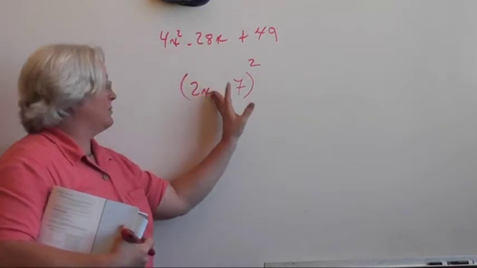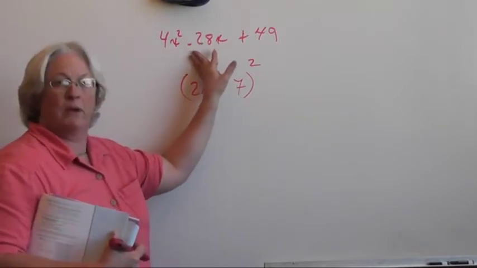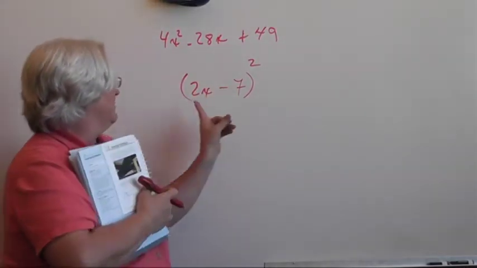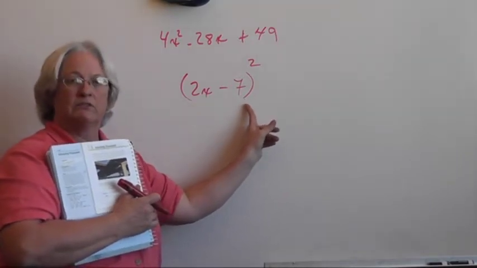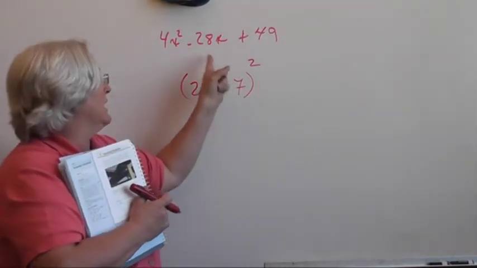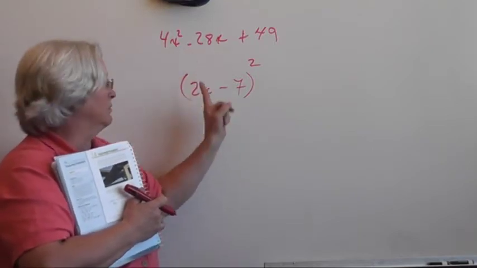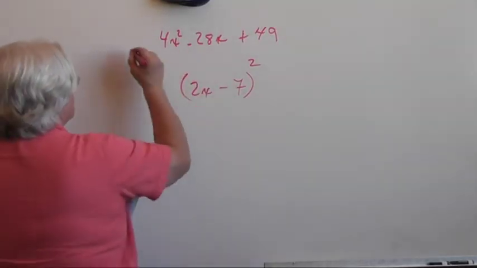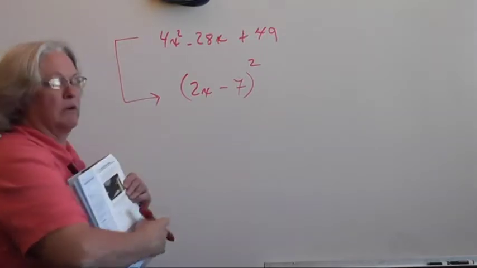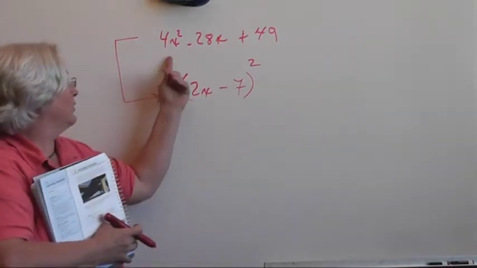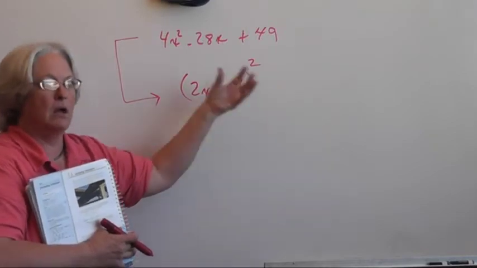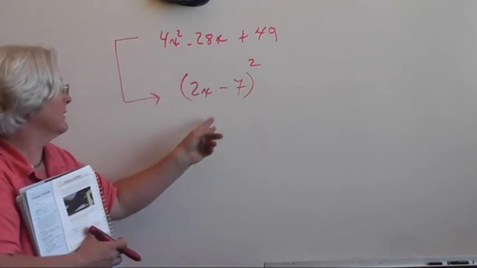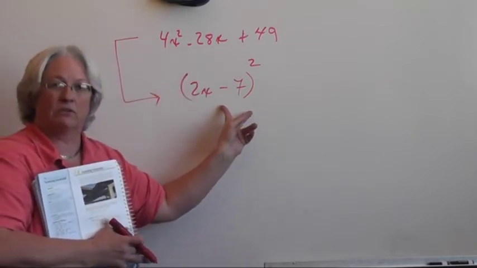Is this going to be a negative or a positive sign in here? Well, it's going to follow the pattern of your perfect square trinomial. Because when we multiply 2x times 7 to give us 14x, and we double it, it has to equal negative 28x. The way we do that is by keeping the same sign as we have here. So this is all the work there is when your instructions say factor 4x squared minus 28x plus 49, because you have recognized this to be a perfect square trinomial, and this is how it factors.